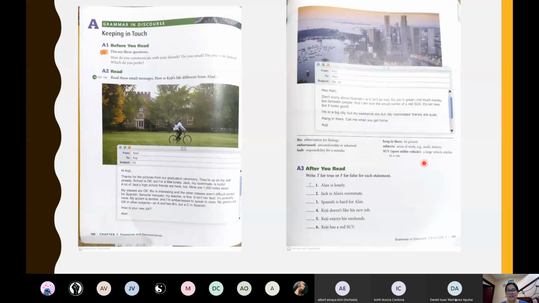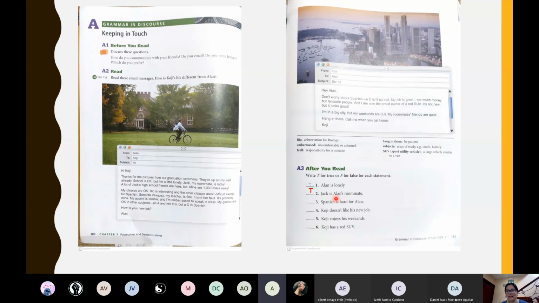So now, guys, I'm going to ask some of you to help me answering with T for true or F for false for each one of these statements. Number one is already done for you. Alan is lonely. That is true or is false? Here we have it, it's true. According to what you read. So let's see number two. Ana Raquel. Jack is Alan's roommate. True or false? It's true. True, excellent, it's true. Okay, there we have it. By here we can see, look, Jack, my roommate, is lucky.